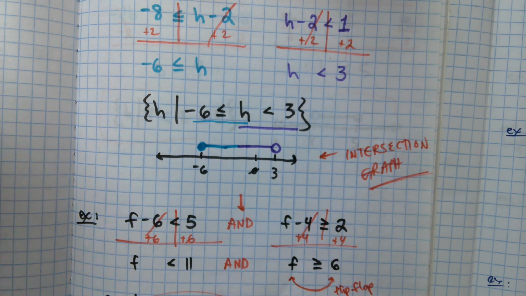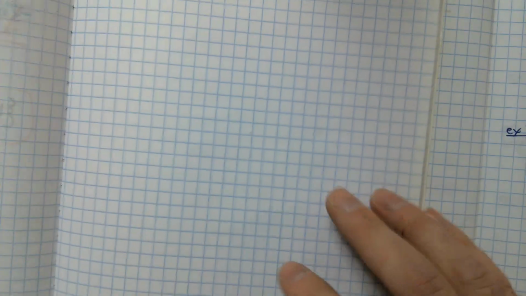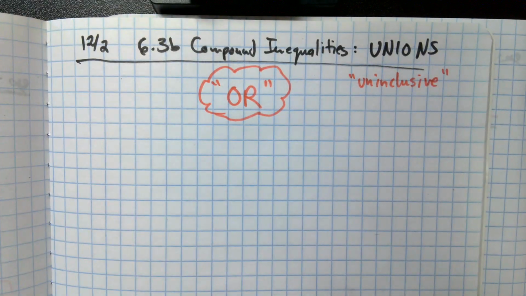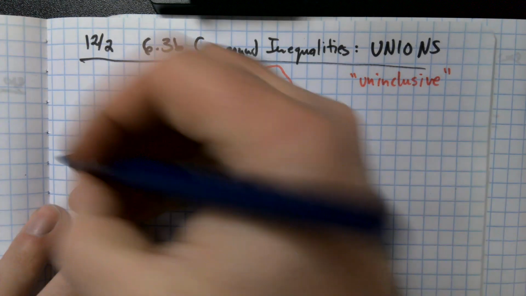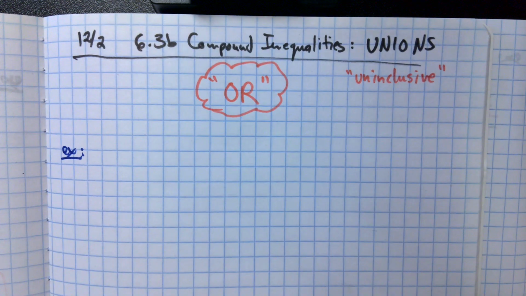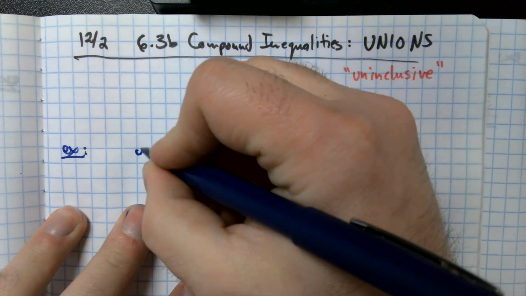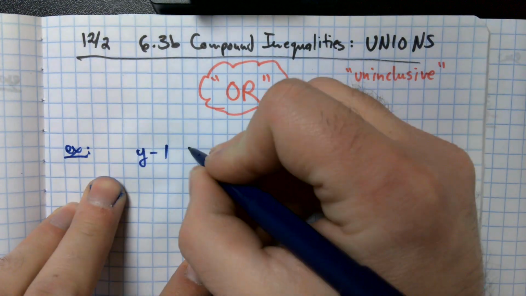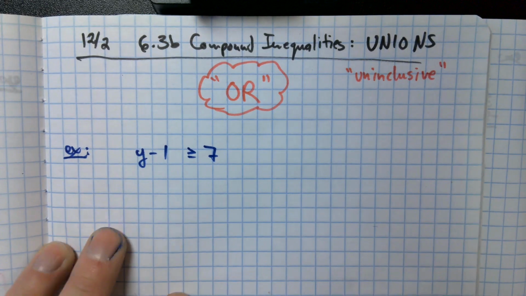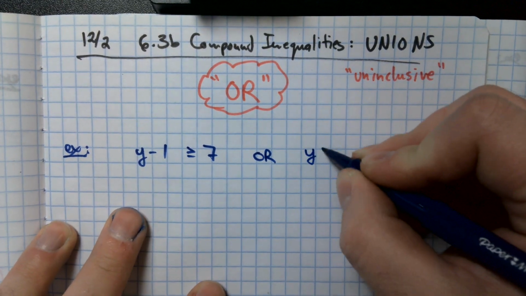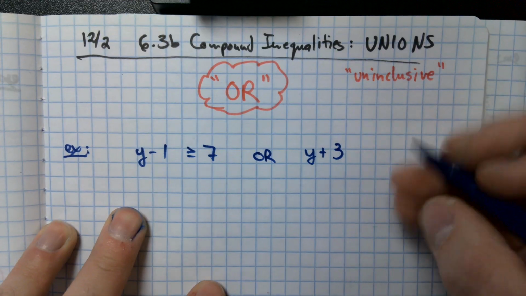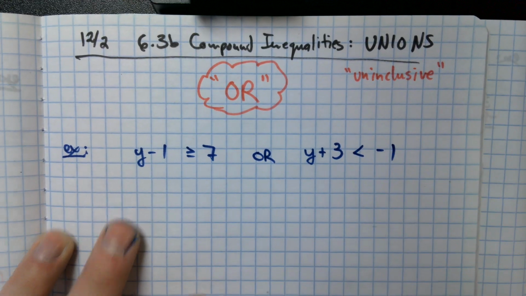at another. With unions, we're still going to see a range of possible solutions, but it's going to look a little bit different. Okay? Let's see how different it can look. For example, let's say I have the inequality y minus 1 is greater than or equal to 7, or y plus 3 is less than negative 1.